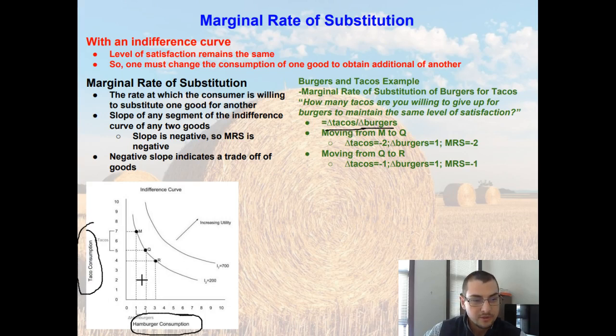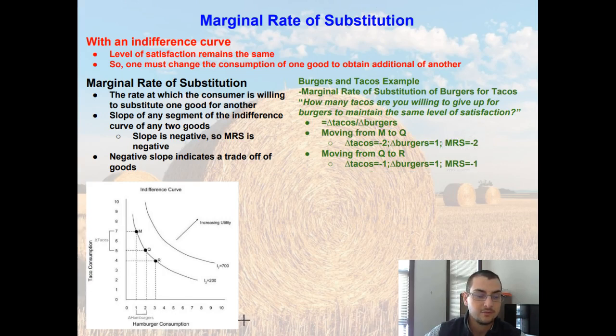If we move from Q to R, how many tacos did we give up? We gave up 1 taco. The change in tacos was -1. And if we move from Q to R, how many more burgers are we obtaining? We obtain 1 more burger. So our marginal rate of substitution is -1. Basically what that's saying is, if the marginal rate of substitution is -1, it means we give up 1 taco to obtain 1 burger. Up here, our marginal rate of substitution was -2. What does that mean? It means we give up 2 tacos for 1 burger.